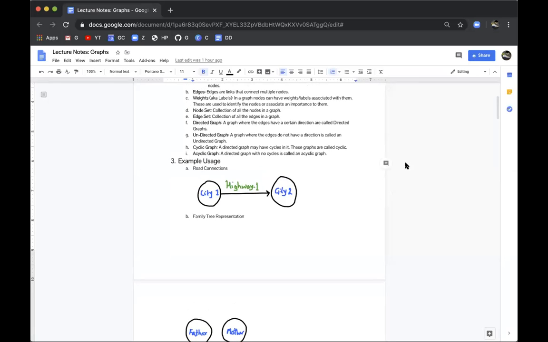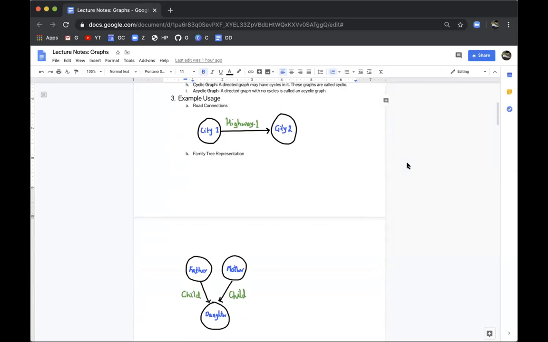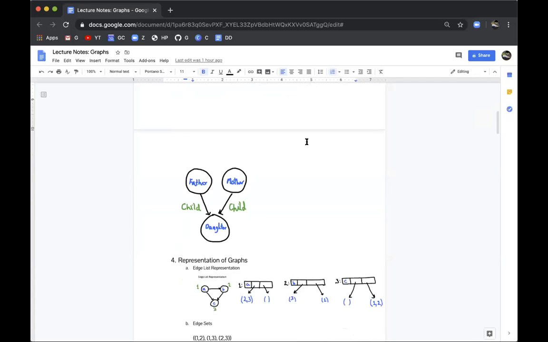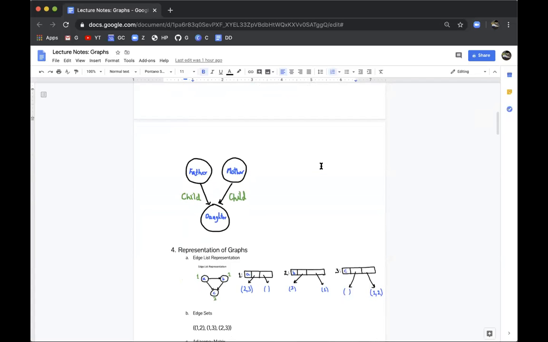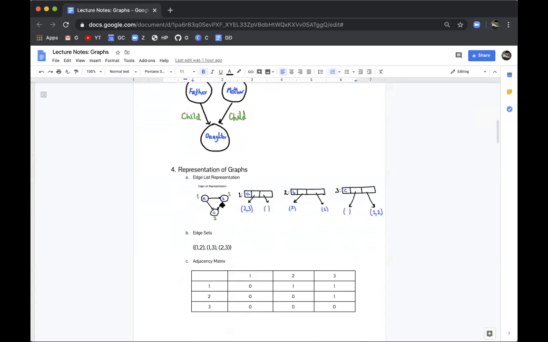The most important terminologies to remember are nodes and edges, and those usually constitute most of the problems, right? So example usages could be that you just need road connections between city 1 and city 2, and there's a highway in between. So the highway basically represents a direction of movement from city 1 to city 2. So it could be a directed graph as well, right? Family tree representation, there is a father and mother, and they have a child, a relationship with a daughter, right? So these tend to be the nodes, and this is pretty much the label on the node, and this is the name of the relationship between the nodes.